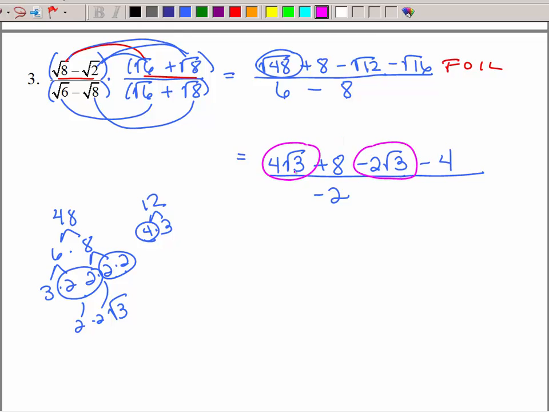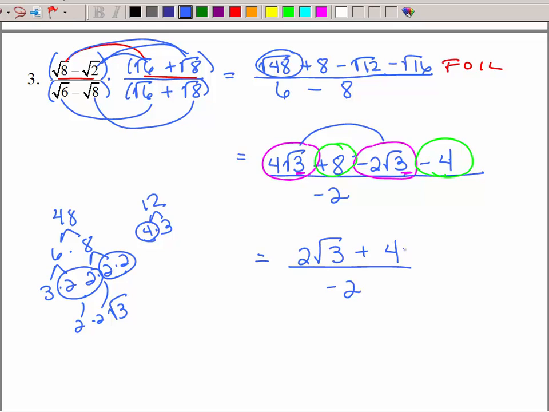Those are alike because the square roots are the same, and of course those are alike because they're just regular numbers. So I keep the denominator, and I'm going to put those together. 4 square root of 3 minus 2 square root of 3 is just 2 square roots of 3. And then 8 minus 4 is a positive 4. Are we done? Not yet.